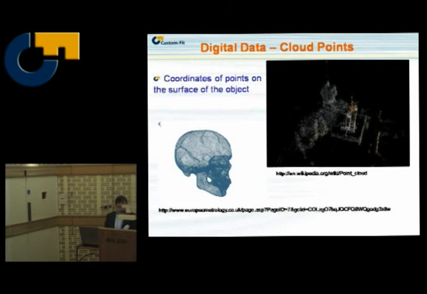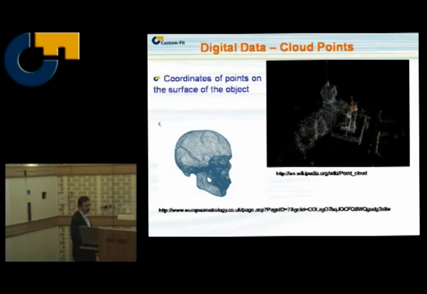Anyone got an idea what this is? I'm reliably told by Wikipedia it's the space shuttles on the landing pad at Houston or something. I have no idea. I mean, it's pretty hard to tell. But that is a set of cloud points taken from obviously a fairly large format reverse engineering system. This is a little bit clearer here. This is obviously a human skull.